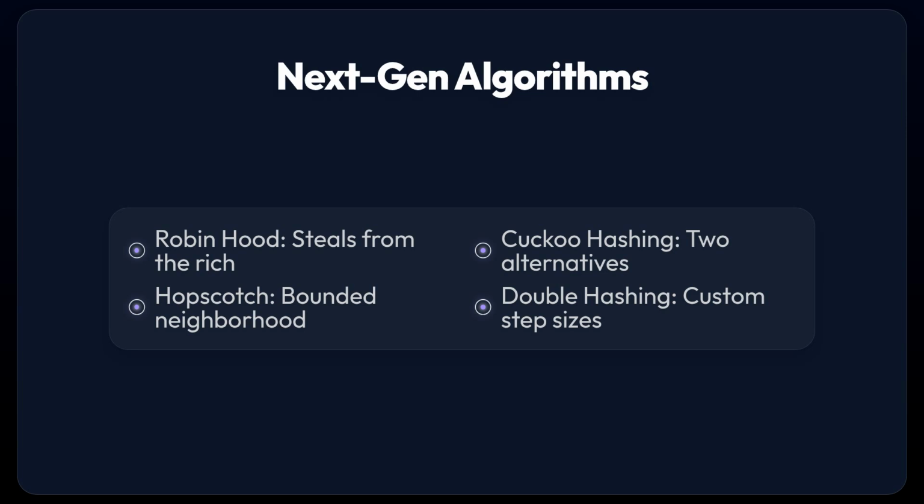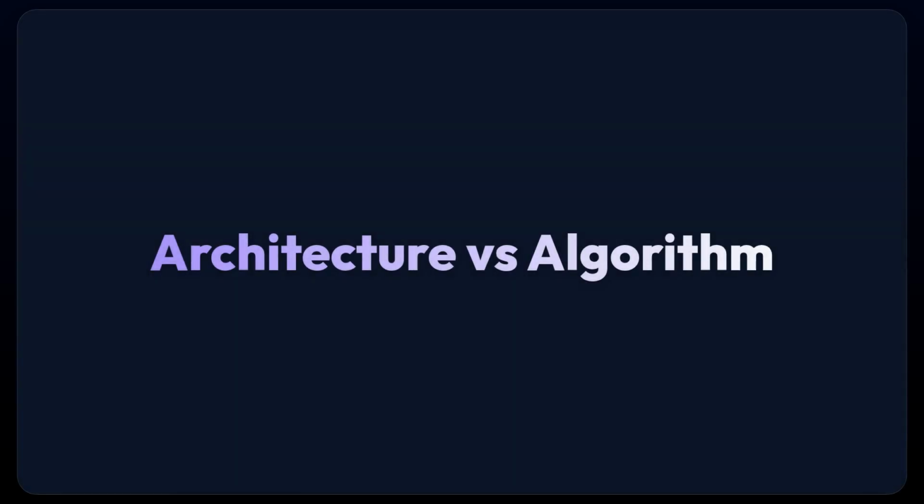Ultimately, there is no perfect dictionary structure. Your choice depends entirely on the hardware constraints. Do you need memory stability? Use chaining. Are you optimizing for ultra-low latency on a modern processor? Open addressing is your path forward.